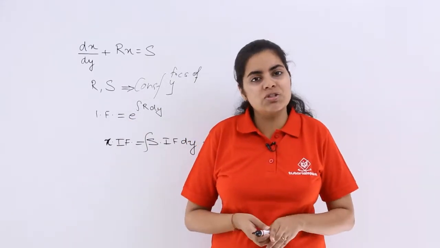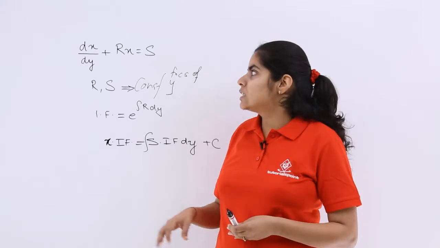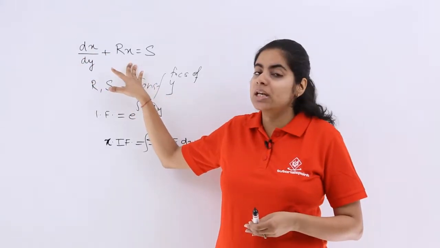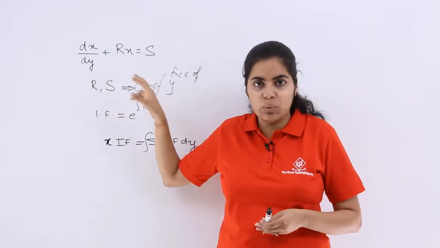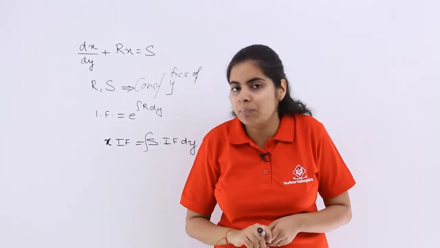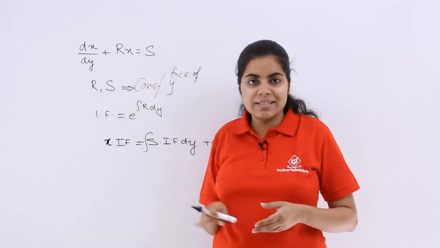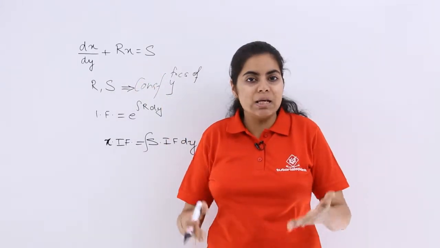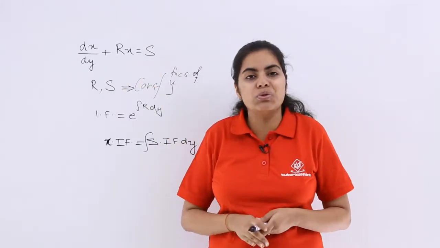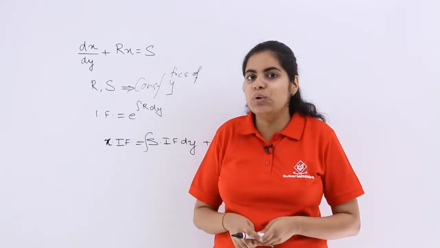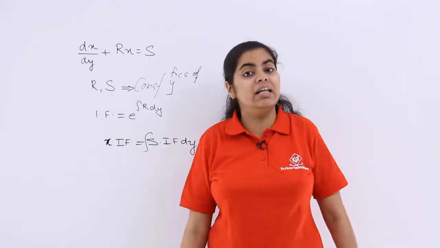The questions will be based on a simple procedure: first you will manipulate the given question and compare it with the general form of the equation. That will be the first step. Upon comparison, you will find the values of R and S. After the second step of comparison and finding the values of R and S, the third step is to find the integrating factor.